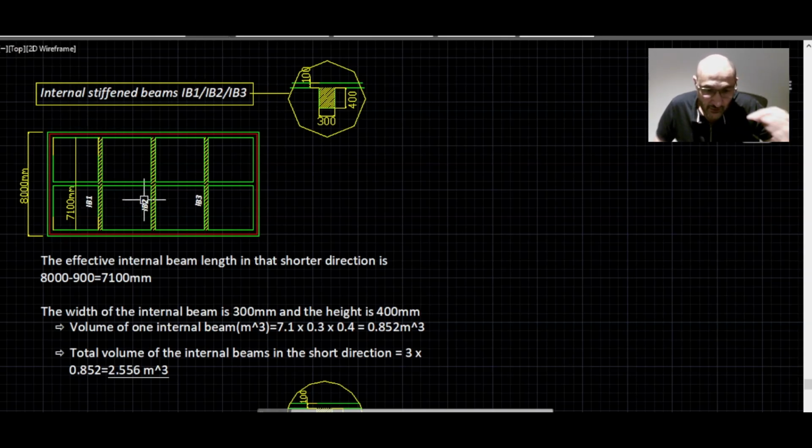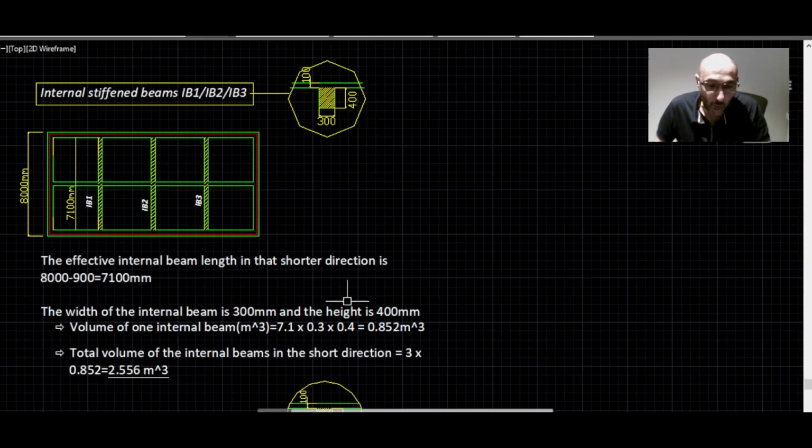The total length in the shorter direction is 8,000, and the width of the edge beams is 450 on both sides. Therefore, the effective internal beam length in that shorter direction is 8,000 minus 900, and that will be 7,100 millimeters. The width of the internal beams is constant throughout the whole slab, which is 300 millimeters, and the height is 400 in this case. We don't take the 100 millimeter slab thickness because we have taken it in the previous calculation. So the height here is 400 millimeters.